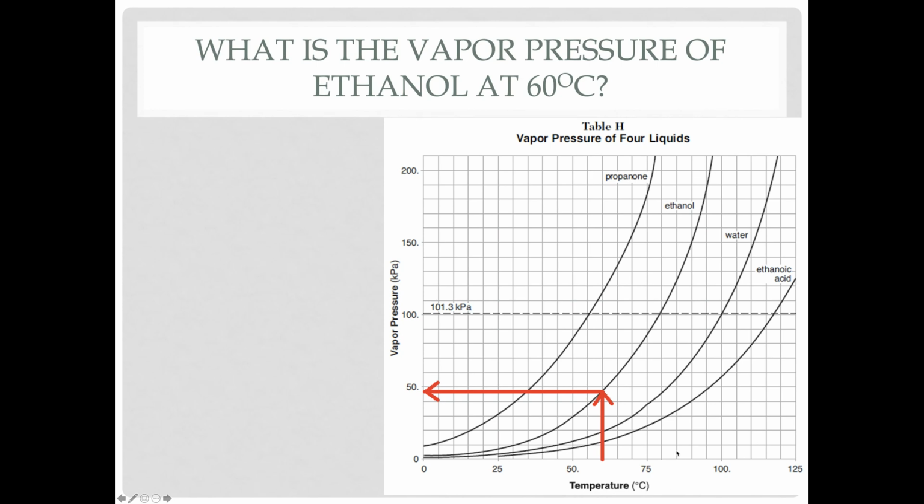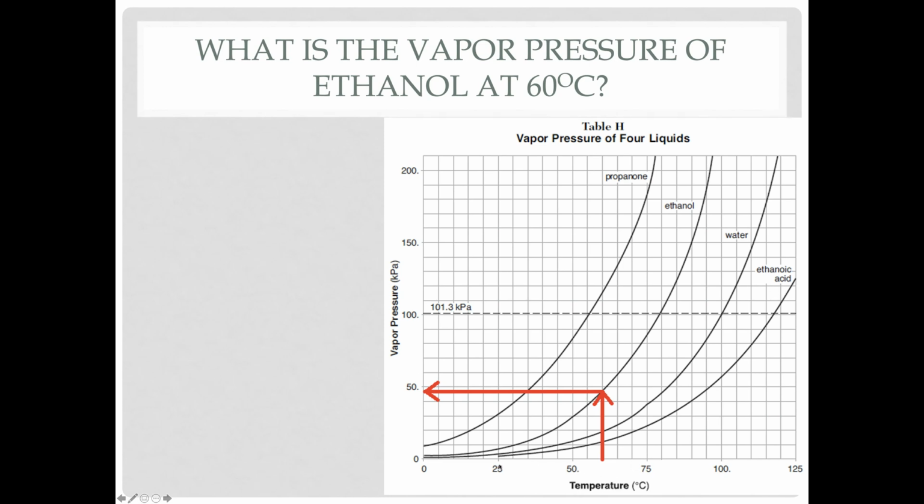And this measured the vapor pressure of 4 different liquids: propanone, which is also known as acetone or nail polish remover; ethanol or ethyl alcohol, which you'll find in wine or beer or even in 10% by volume gasoline; water, of course; and ethanoic acid, a dilute solution of which is known as vinegar. So, what is the vapor pressure of ethanol at 60 degrees Celsius?